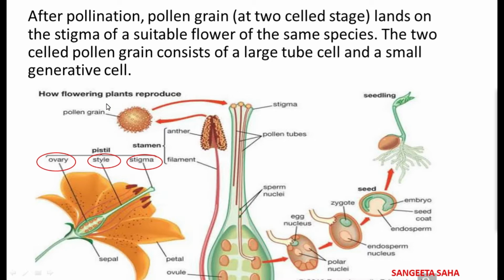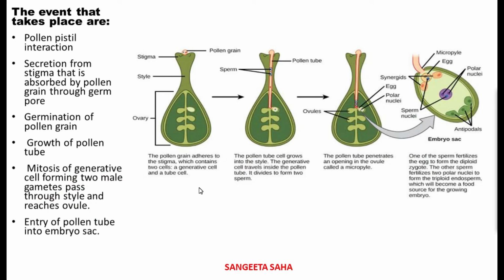Now this pollen which you can see here is a two-celled stage containing a tube cell and a generative cell. Now as the pollen lands on the stigma here, stigma secretes some substances which mainly consist of sugar and water, and this stimulates the pollen to germinate.